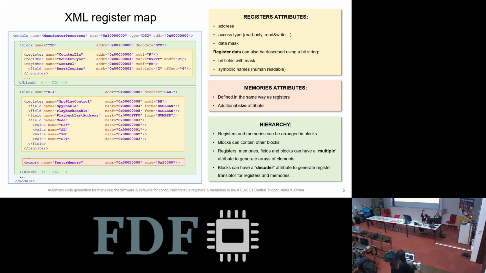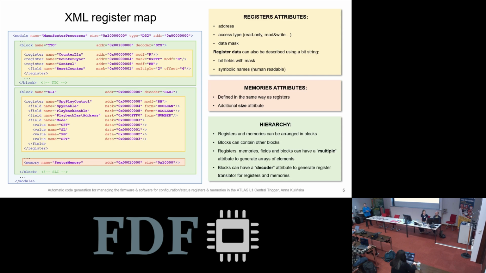So the multiple attribute can also be used with blocks, registers, and memories. It is just creating an array of elements. So now when we look at the second block, we can see at the bottom our first memory declaration. It has a name, sector memory, and the first address of the memory and its size. Above we can see a play control register that determines how this memory is used.